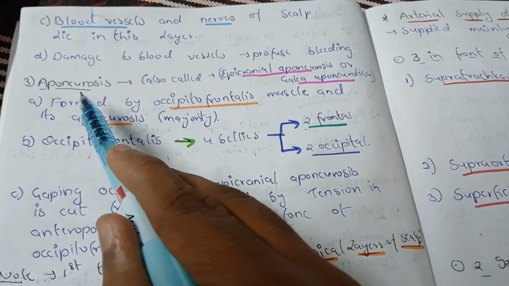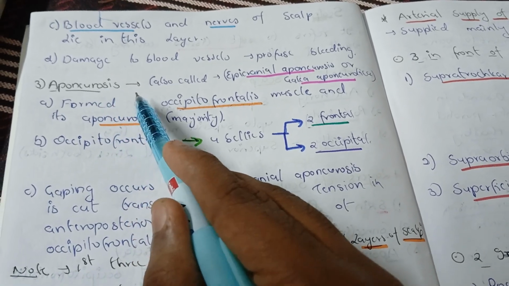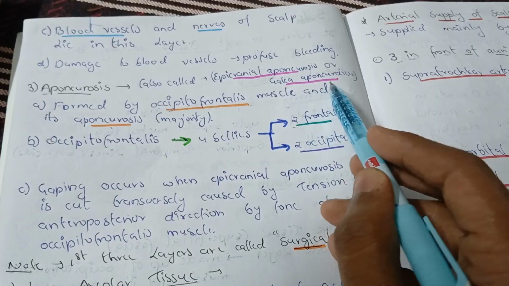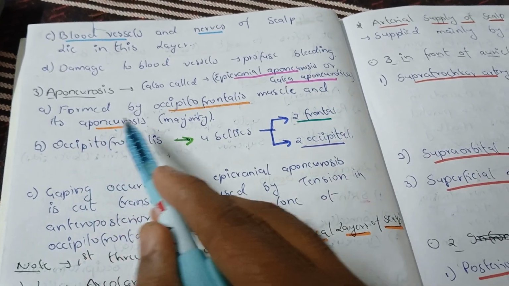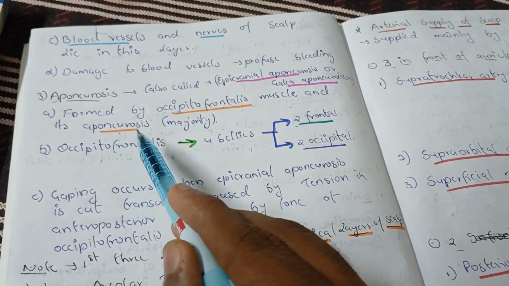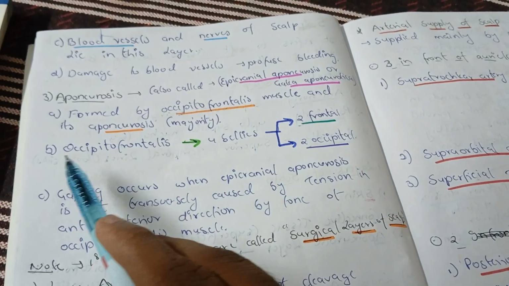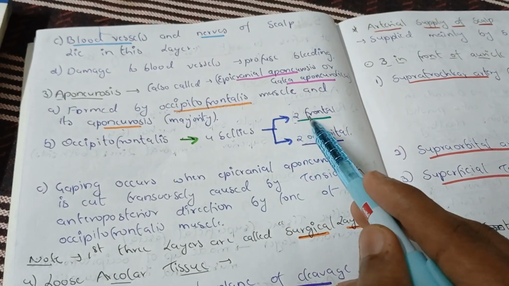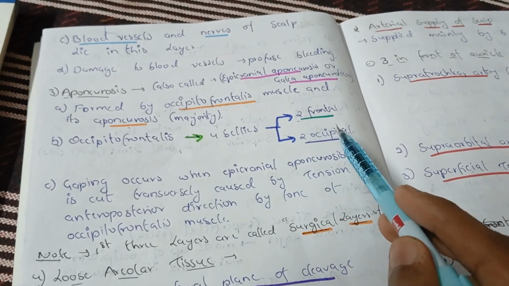Now let's go to the third layer of scalp, that is the aponeurosis layer. It is also called epicranial aponeurosis or galea aponeurotica. It is formed by the occipitofrontalis muscle and its aponeurosis. The aponeurosis part is the majority part. The occipitofrontalis muscle contains 4 bellies, that are 2 frontal bellies and 2 occipital bellies.